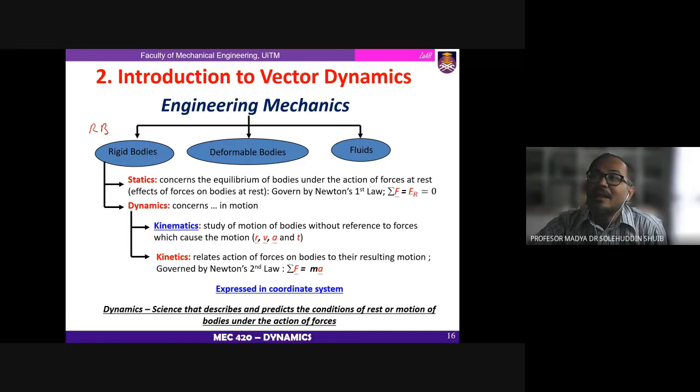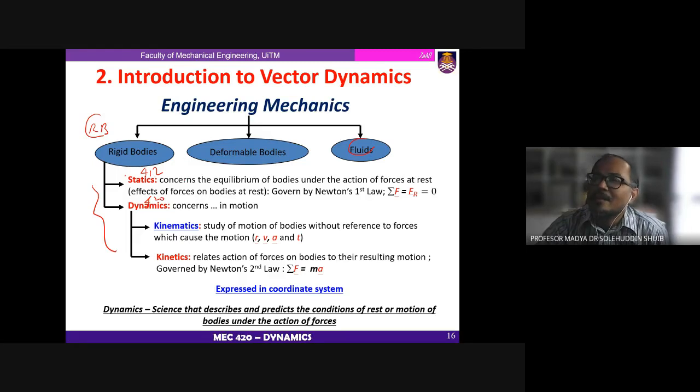Another type is fluids, where we have fluid mechanics and fluid dynamics. Here we are under the section of the rigid body, so the scope of what we cover here is related to the rigid body. For the rigid body, we have statics, which we learned in MEC412, and now dynamics.